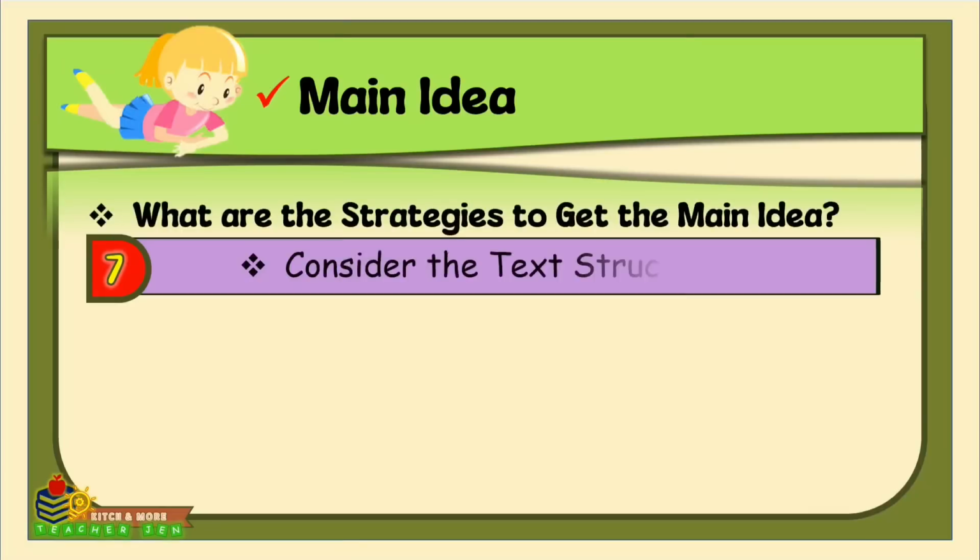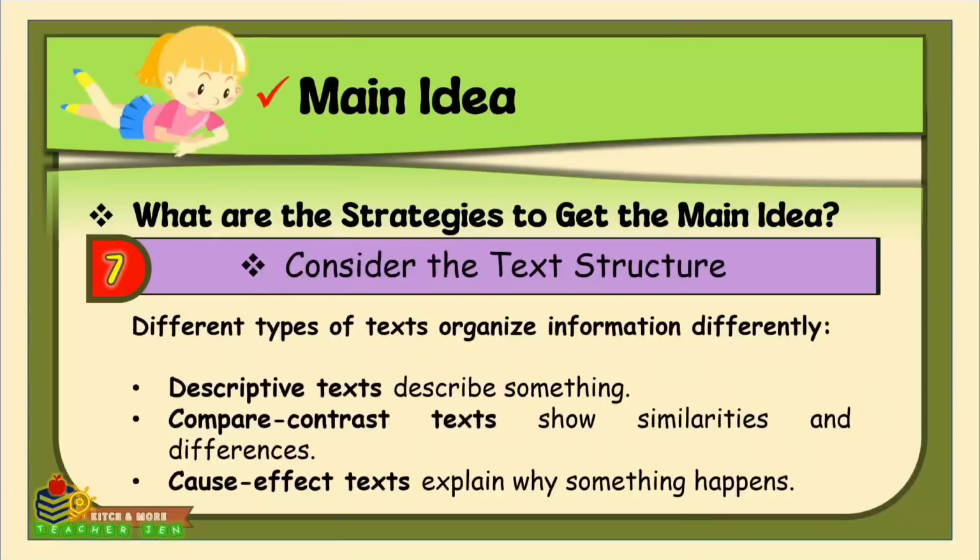Number 7 is consider the text structure. Different types of text organize information differently. We have, for example, descriptive text. They describe something. There is also compare-contrast text. They show similarities and differences. Then the cause-effect text. They explain why something happens.